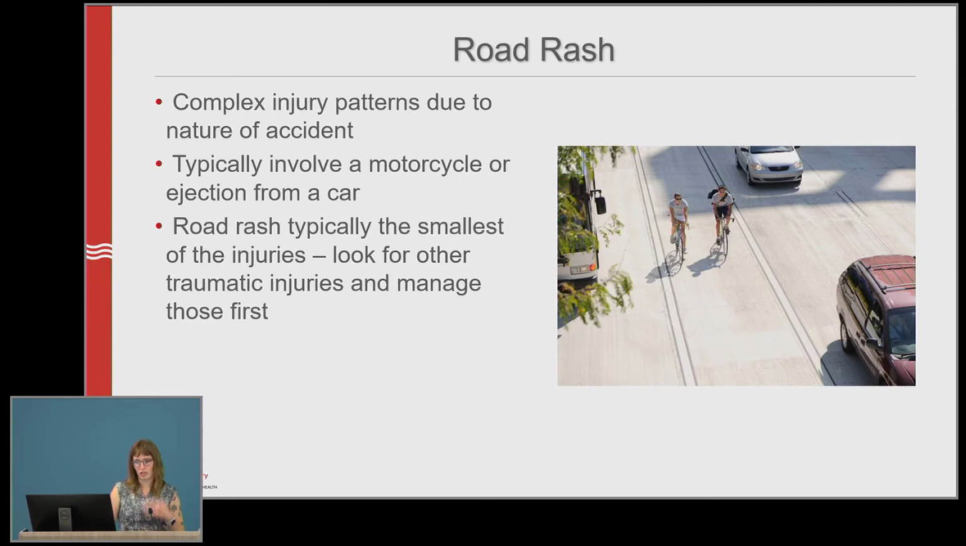Usually the road rash looks really dramatic because it can be their entire body, but that's usually the least of their worries. There's often spine fractures, intracranial bleeding, intra-abdominal bleeding, other things that we have to look for first. So it's really most important when you're seeing road rash acutely to look past the road rash and try and figure out what else has happened to the patient.